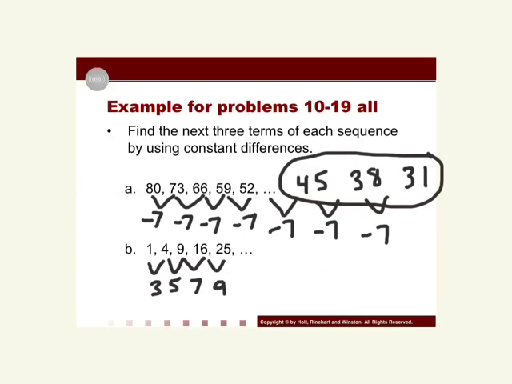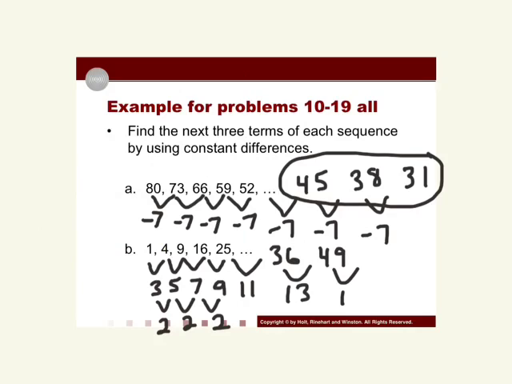Well, if you don't see a pattern with your first differences, go ahead and find your second differences. So as you can see there, these keep going up by 2. So the next difference would be 11, which would take me to 36. The next one would be 13, which would then take me to 49, and then the next difference would be an increase of 15, and that increase of 15 would take me to 64. So 36, 49, and 64.